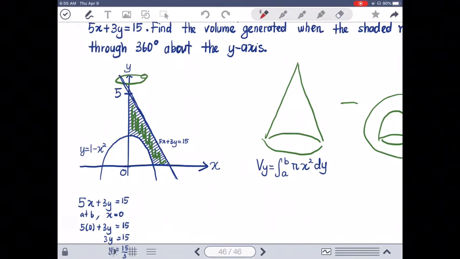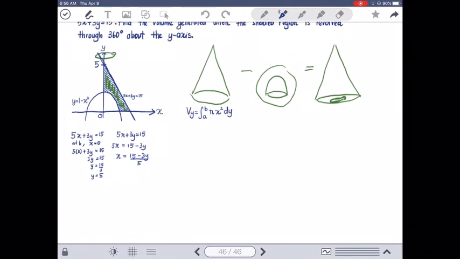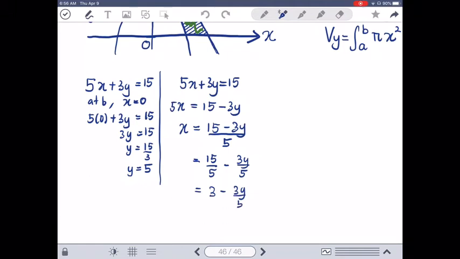Okay. So we have A and B. Now we need to find for x squared. The formula given is 5x plus 3y equals to 15. So 5x equals to 15 minus 3y. X equals to 15 minus 3y over 5. Okay. So we want to find x squared. In this case, I would like to divide into two terms. So it becomes 15 divided by 5 minus 3y divided by 5. So we should get 3 minus 3y divided by 5.